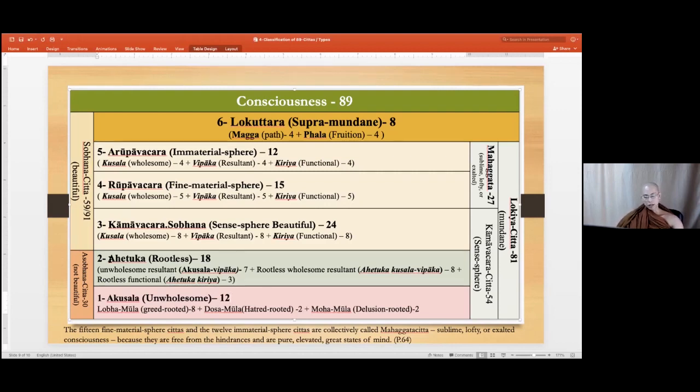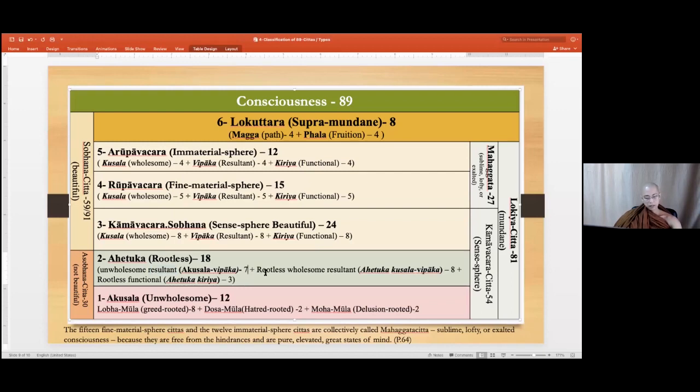Then the second type of consciousness, ahetuka. This is related to the classification according to the root. Because they don't have any roots among the accompanying factors, the consciousness is called rootless consciousness. In number, they are 18. If we divide it into further classifications, first comes unwholesome resultant. This is resultant, but it is the product of unwholesome cause. That's why it is unwholesome resultant, akusala vipaka, 7.